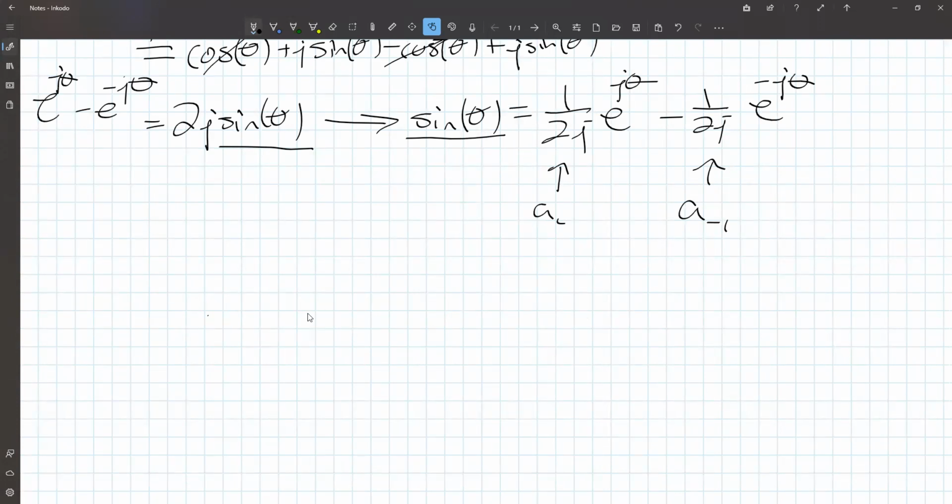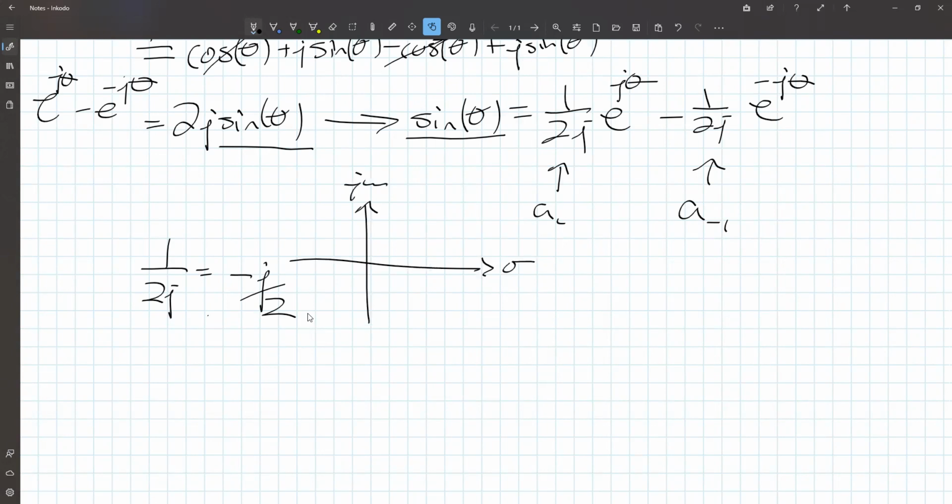So if I had 1/2J, I could write this in polar form. 1/2J is equal to negative J/2, correct? And if I write that on an S-plane, here's my S-plane and sigma, then this is what my vector is going to look like, right? With a magnitude of 1/2, correct? Yep.